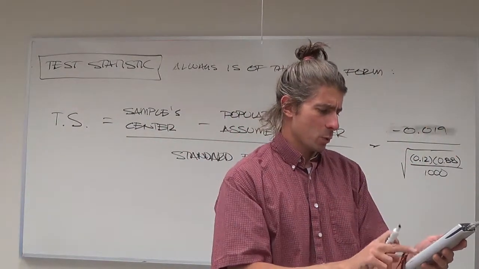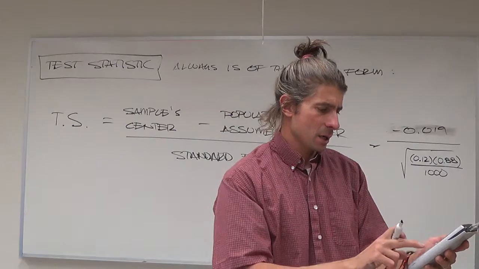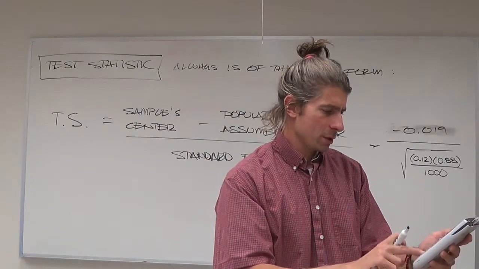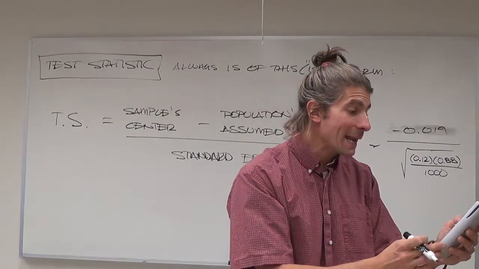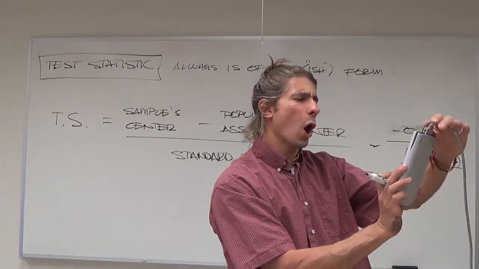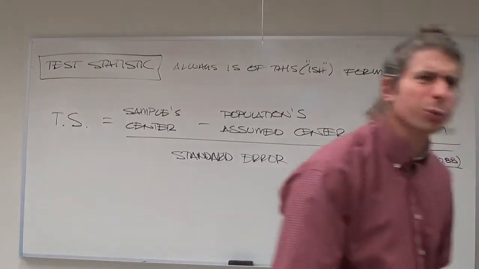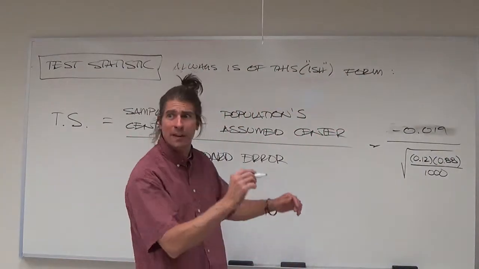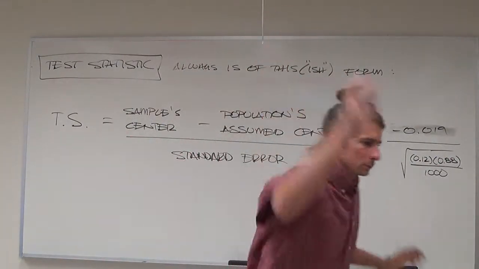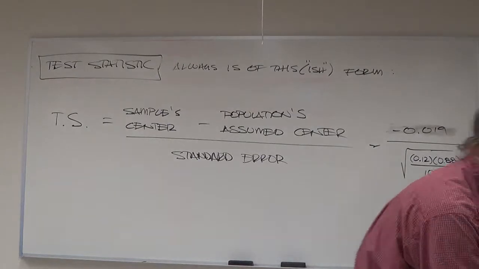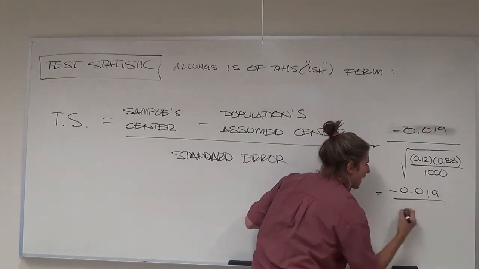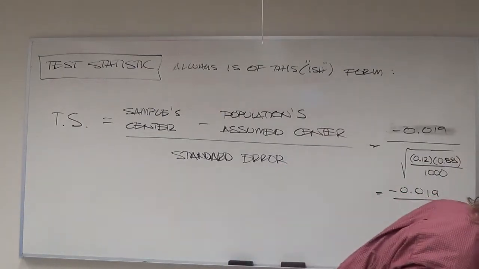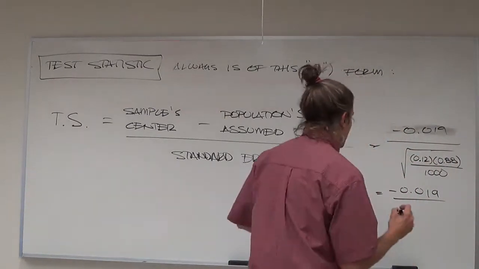So we get 0.12 times 0.88, divide by 1,000, and take the square root of that. I get about 0.0103-ish, somewhere in there. Are we getting the same thing? That's the standard error. So this is going to be negative 0.019 divided by approximately 0.0102-ish. You getting that?